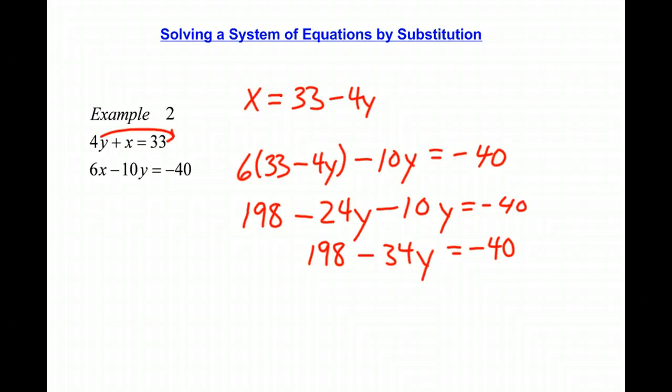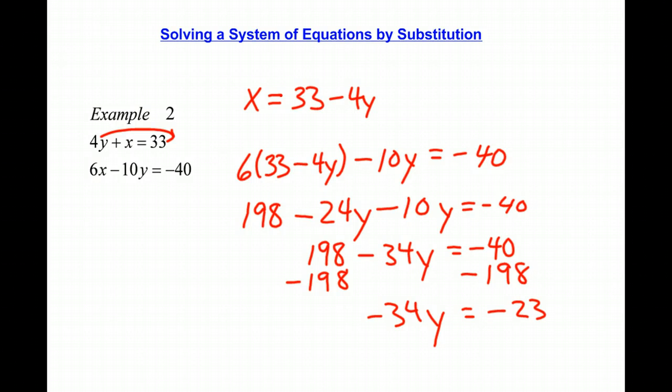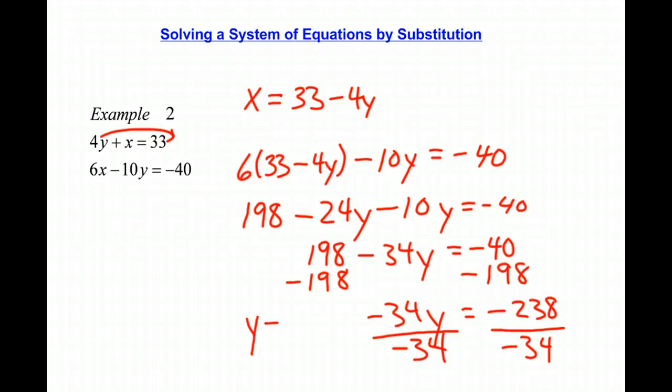Now let's go ahead and subtract 198 from both sides. And we end up with -34y is equal to, and that's going to be -238. Let me see if I've got that right. Now I'm going to divide by -34 on both sides. And again, the numbers look a little scary, but your calculator will quickly tell you that y ends up equaling, and that's a positive, because it's negative over negative, 7.